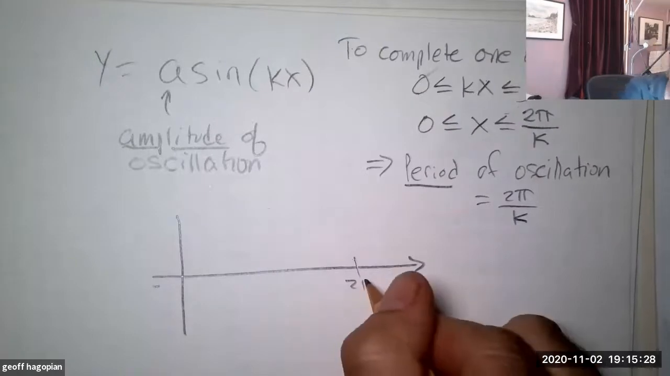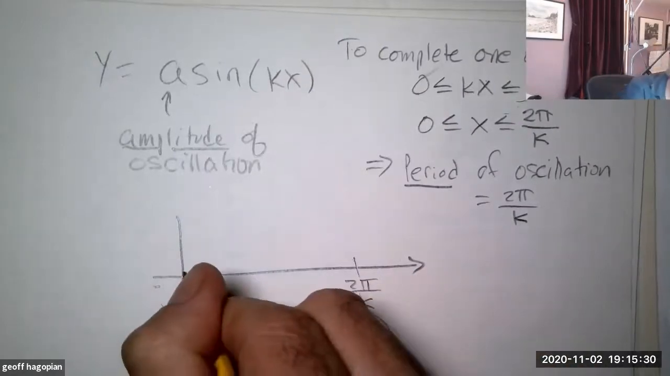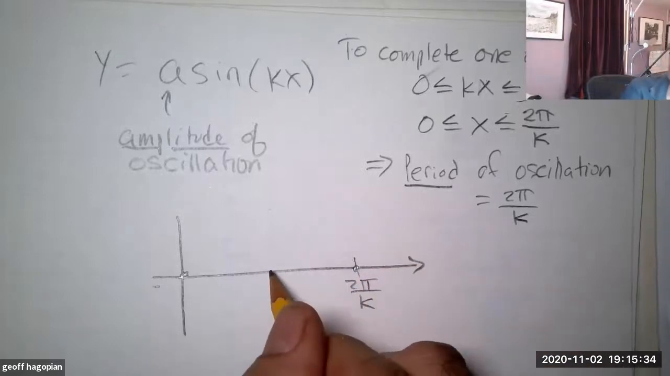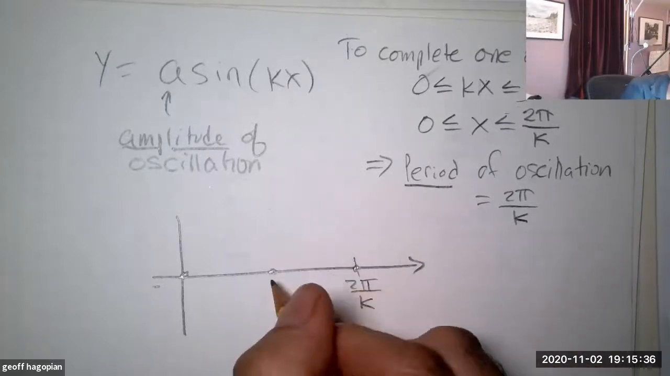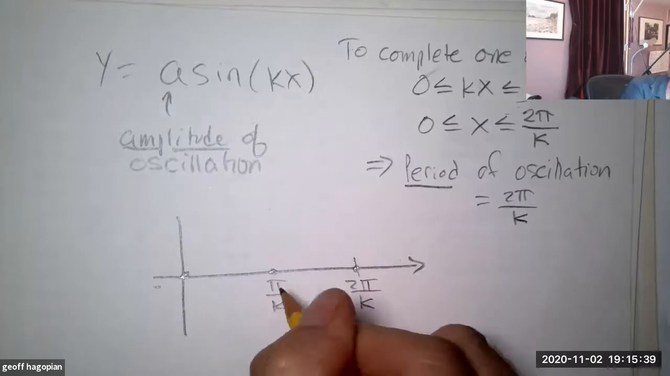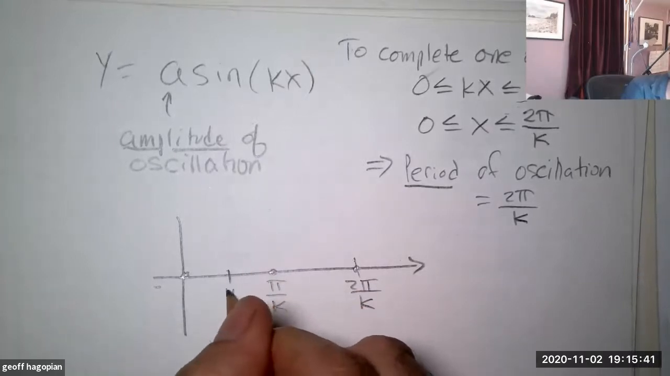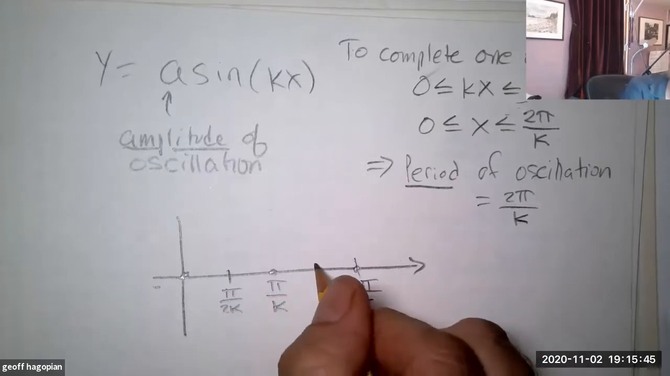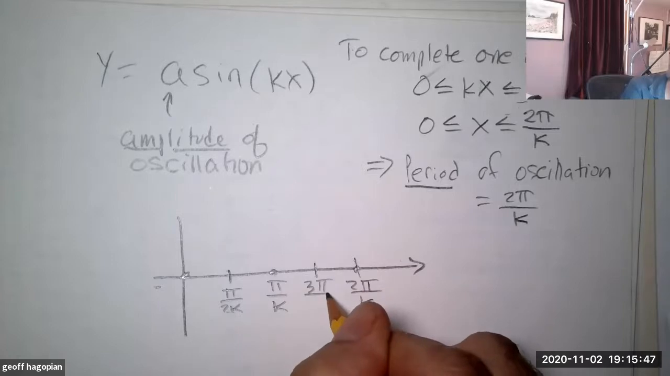We can say here is 2 pi, and is this visible? Okay, that's better. 2 pi over k. We're going to go from 0 to 2 pi over k to complete one oscillation, which means halfway through we're going to be at pi over k. And a quarter of the way through will be pi over 2k. If k is 1, that's pi over 2 and pi. And this would be 3 pi over k.